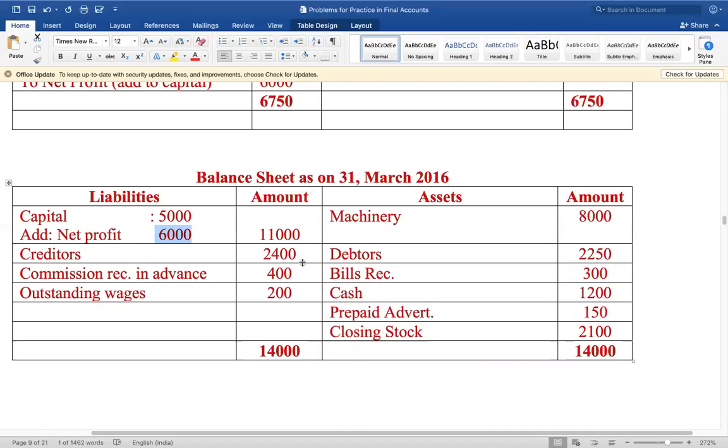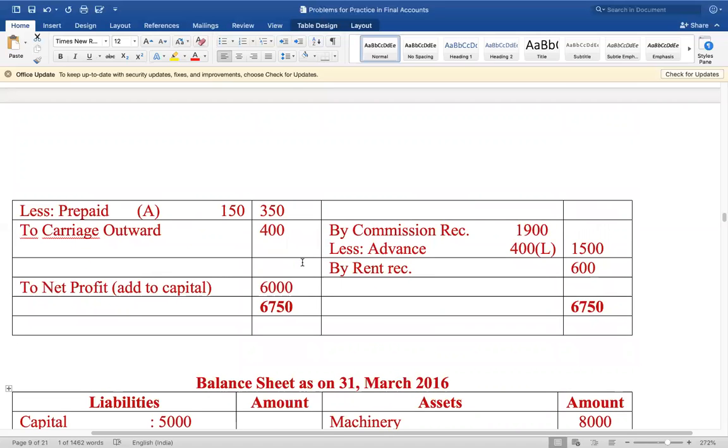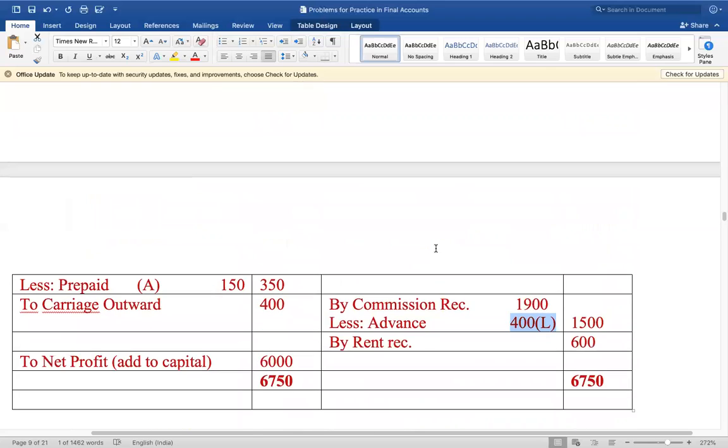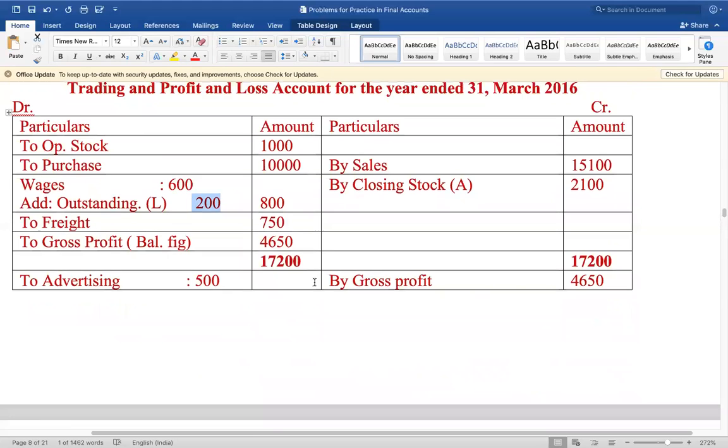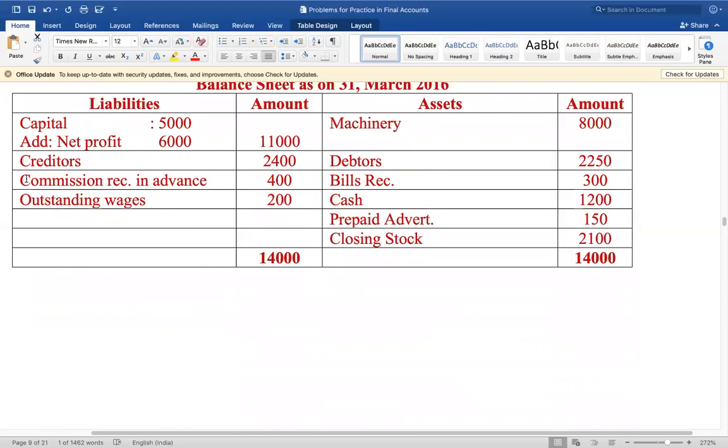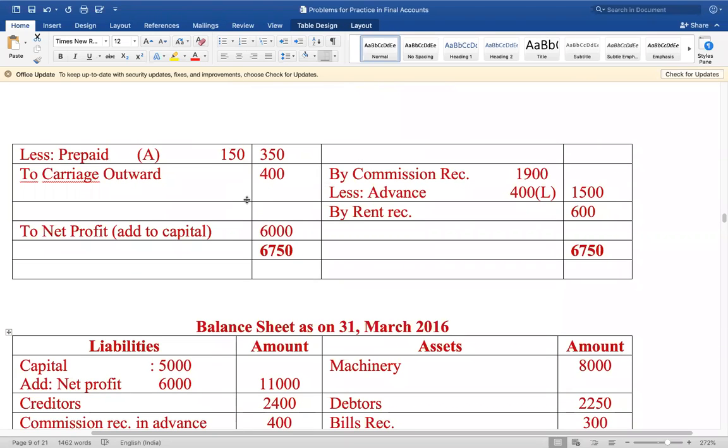Then we take whatever we have marked as liabilities here. Look at this. Commission received in advance is a liability. Outstanding wages is a liability. These two items are liabilities. So commission received in advance 400, outstanding wages 200.